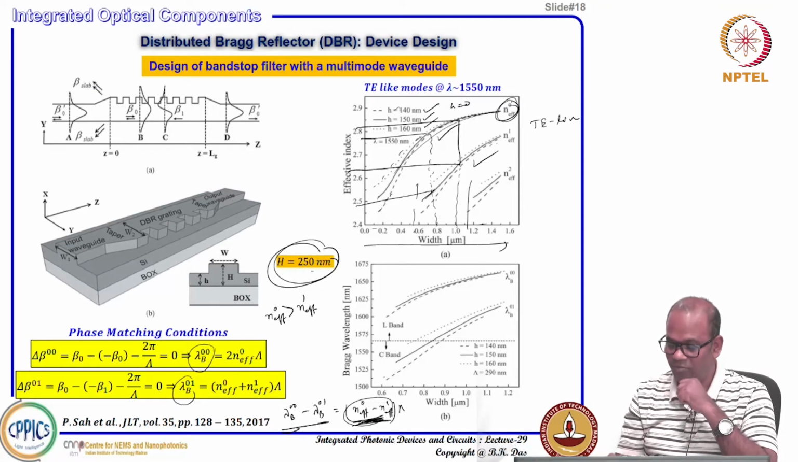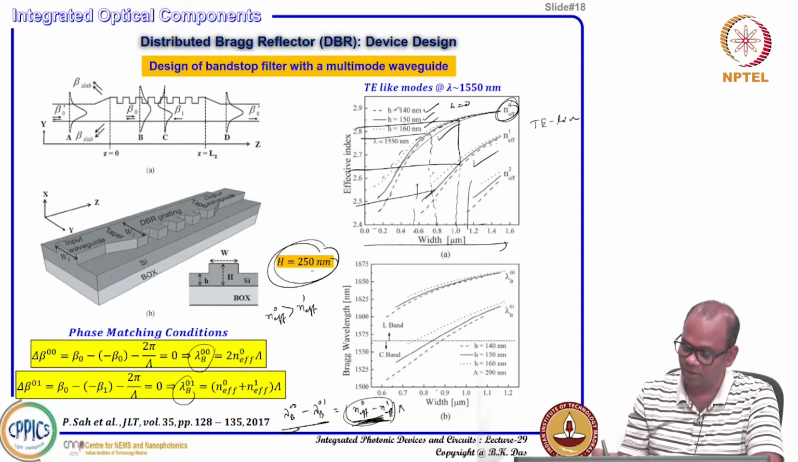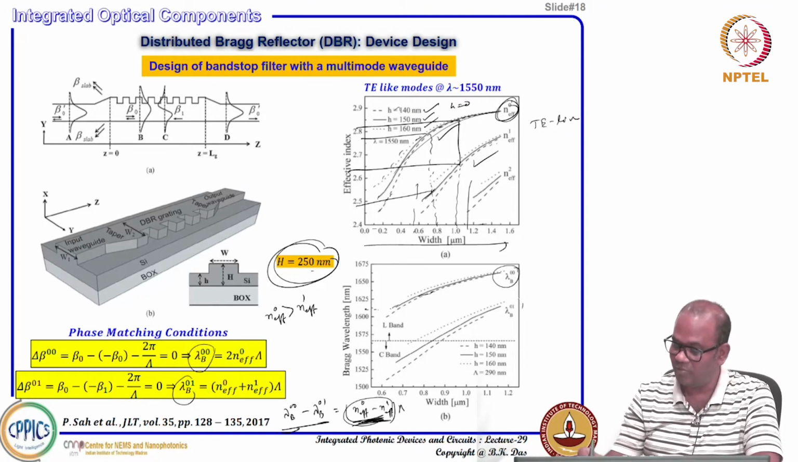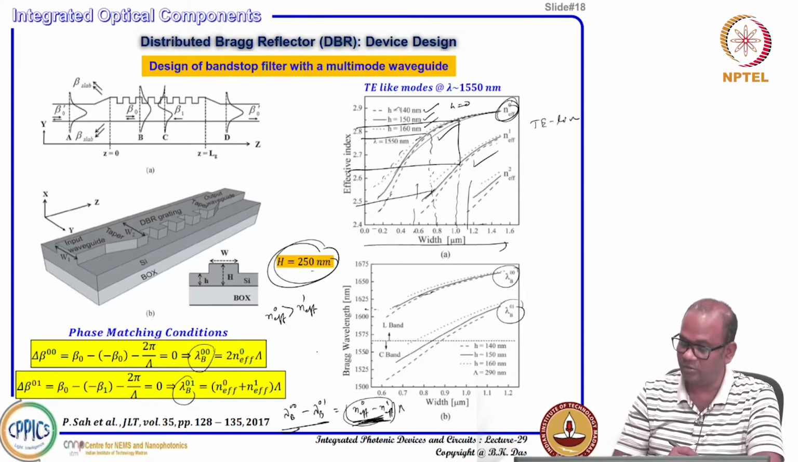Here we have just shown, as a function of width, the calculated lambda B 00, which will be at the longer wavelength, and lambda B 01, which will be at the shorter wavelength. This bottom region, below 1565 nanometer, is called the optical C band, and the region above 1565 is called the optical L band.